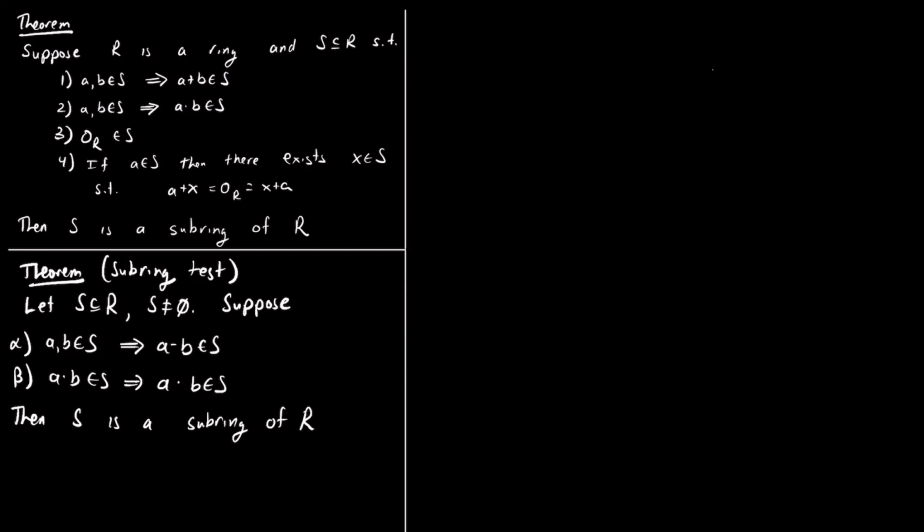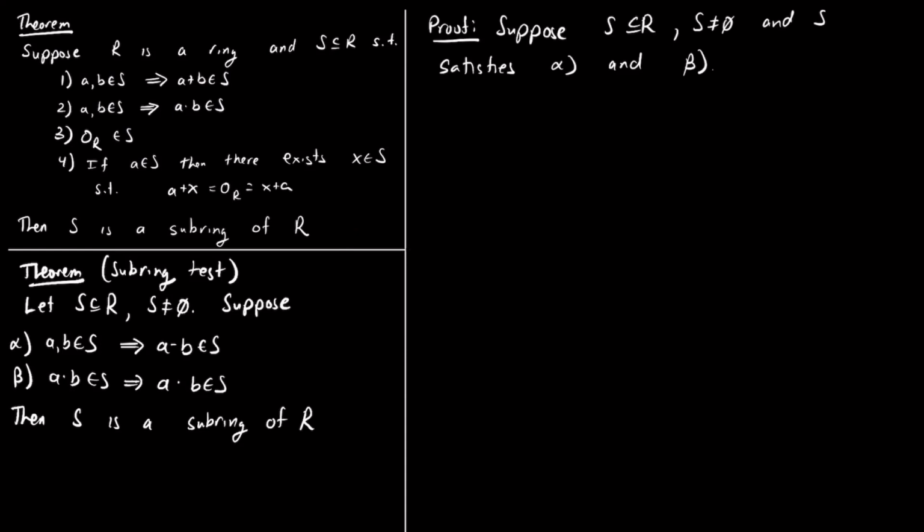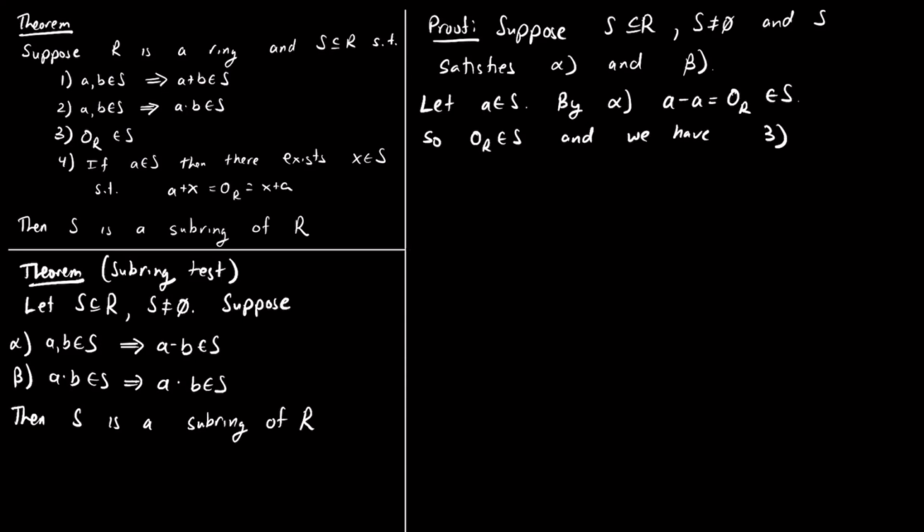Okay, so let's prove that conditions alpha and beta here actually imply all of conditions 1, 2, 3, and 4 up here. Let's start our proof. The first thing I'm going to say is suppose that S is a subset of R, S is not empty, and S satisfies conditions alpha and beta. Since S is not empty, let A be an element of S. By condition alpha, I know that A minus A, which is equal to 0_R, has to be an element of S. So the 0 element is inside of S, and we have condition 3. Great.